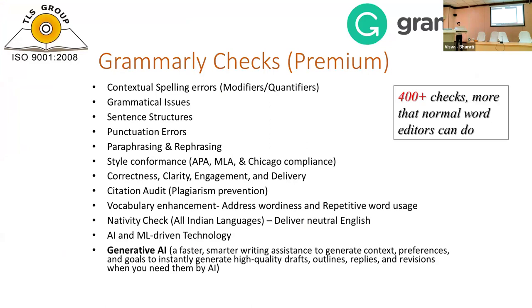The other one is the vocabulary enhancement checks, similar to rephrasing or paraphrasing of the sentences. And also, you get repetitive word usage. You can avoid it, Grammarly gives you better synonyms for the repetitive word usage.